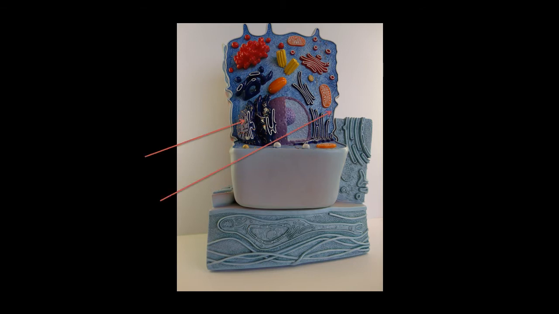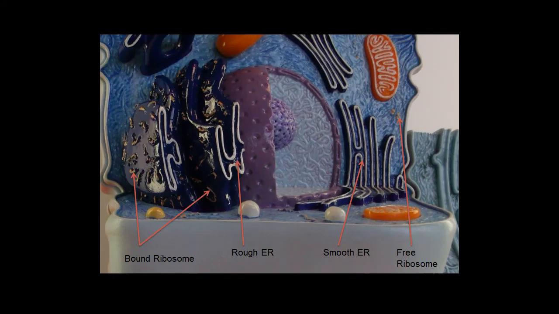There are two types of ribosomes in the cell. There are the bound ribosomes, which are attached to the rough ER, and there are free ribosomes, which float around in the cytosol. We can take a closer look at these ribosomes. We can see the bound ribosomes attached here to the rough ER, and we can see some free ribosomes floating around here in the cytosol. The bound ribosomes make proteins that are exported or included in the cell membrane, certain transport proteins or gate proteins in the plasma membrane, while the free ribosomes make proteins that function within the cytosol of the cell.